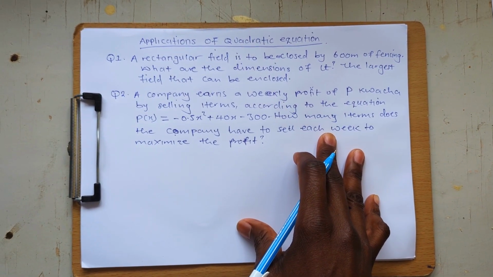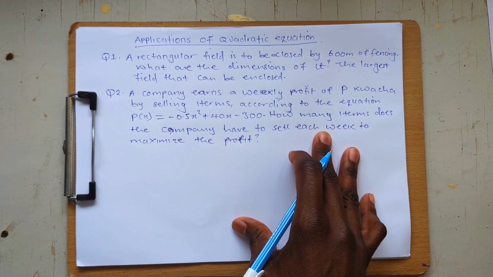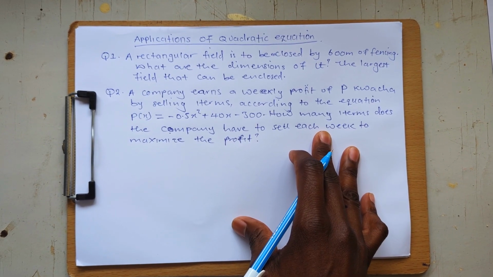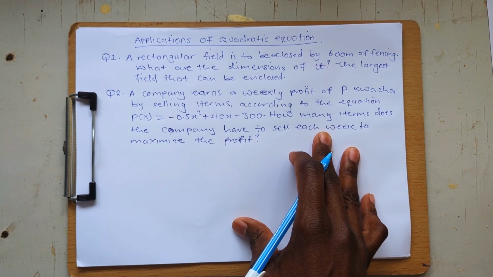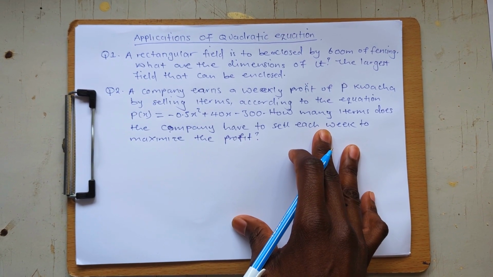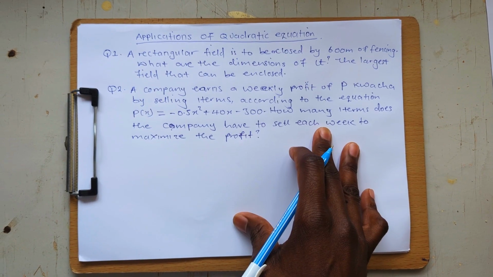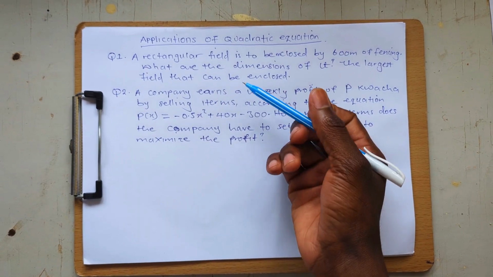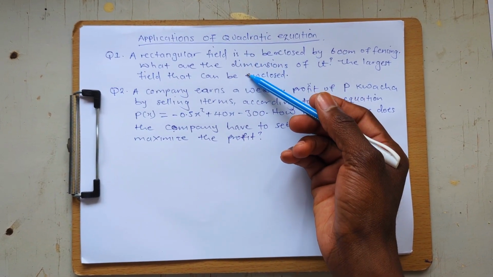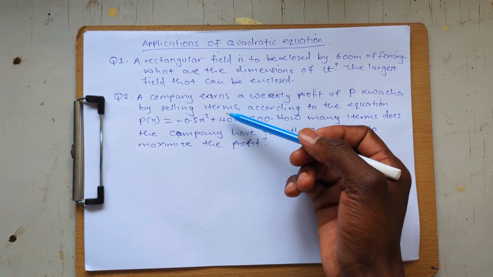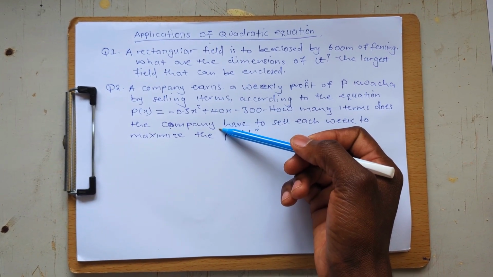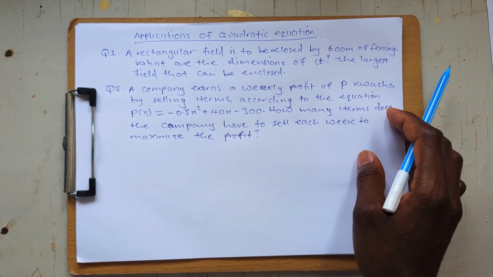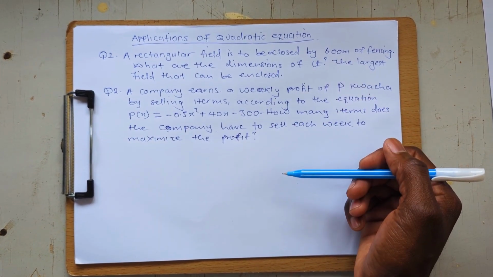Hello viewers, we want to do applications of quadratic equations, how to calculate the maximum area, or rather getting the dimensions of a given shape. Of course, the first question is trying to explain something pertaining to area. The second one involves a system of money. Let's try to go to the first question.